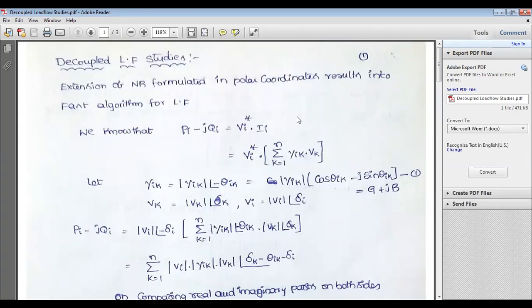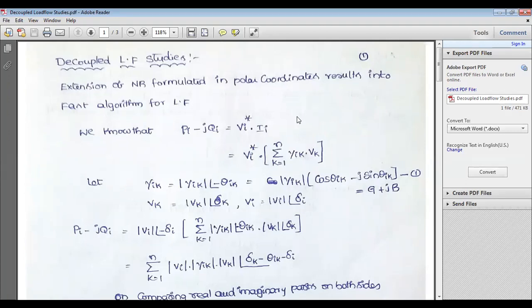In the NR method, most of the time we express our results in terms of polar coordinates. The extension of NR formulated in polar coordinates results in a fast algorithm for load flow solutions. This extended version of the NR method makes the algorithm faster, computing the solution by taking a very small number of iterations. That is the chief advantage of decoupled load flow studies.